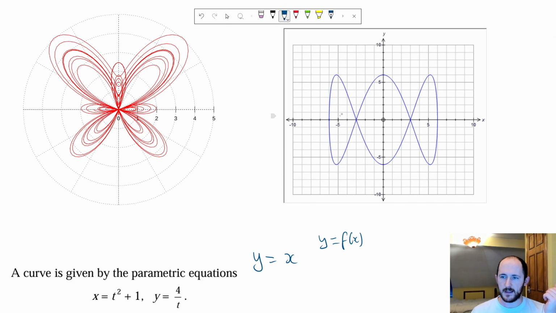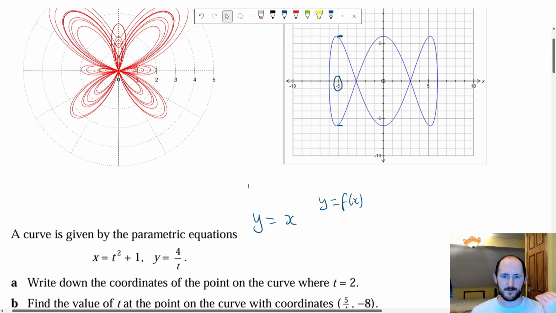So if you look over here, the x coordinate is 5, and we have a y coordinate of, let's say, 6, and a y coordinate of, let's say, -6. So there's two different y coordinates for the same x coordinate, which we don't normally have.